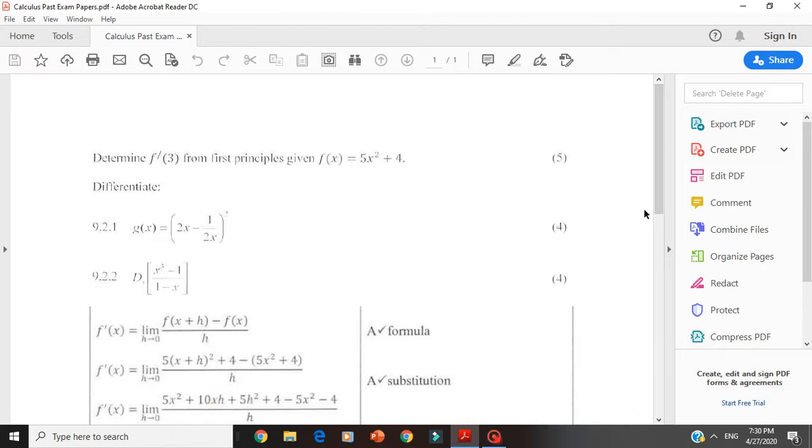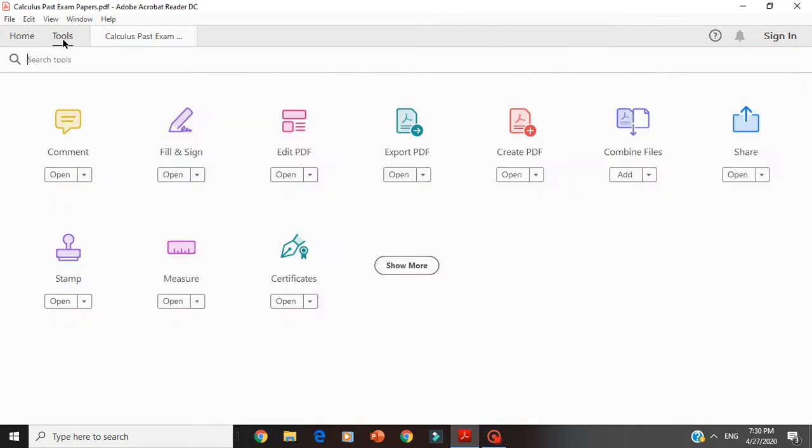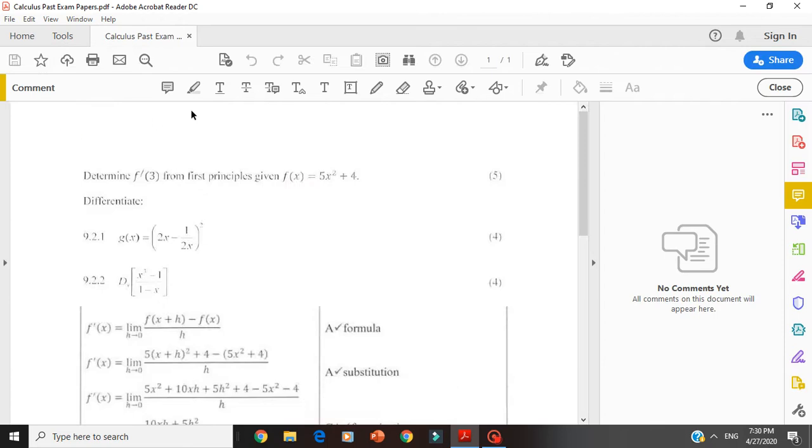Today we're going to be looking at some exam type problems for calculus that could come out in your final exam. So let's get to it. Okay, so the first question we're going to be starting with is a first principles problem.